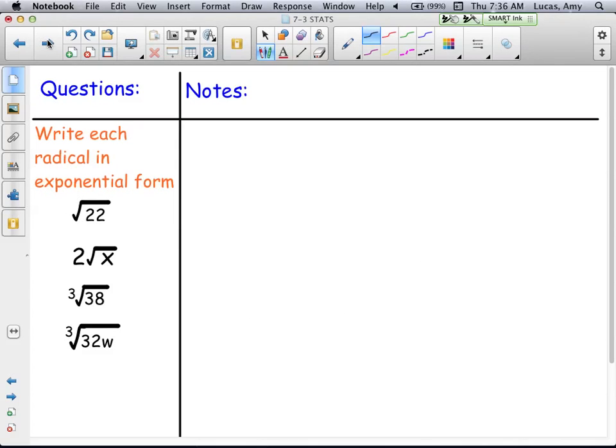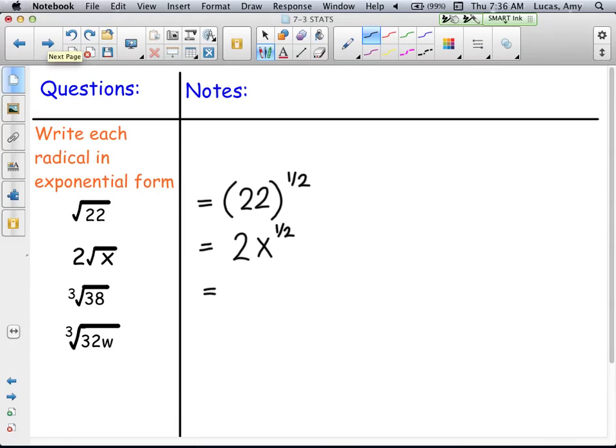Okay, now we're going to reverse that process. We're going to take each of these radicals and instead write them with an exponent, in exponential form. So these first two, they're square roots, so that means the power would be 1/2. The first one is 22 to the power of 1/2. The second one is 2x to the power of 1/2. No parentheses here because the 2 was out in front.